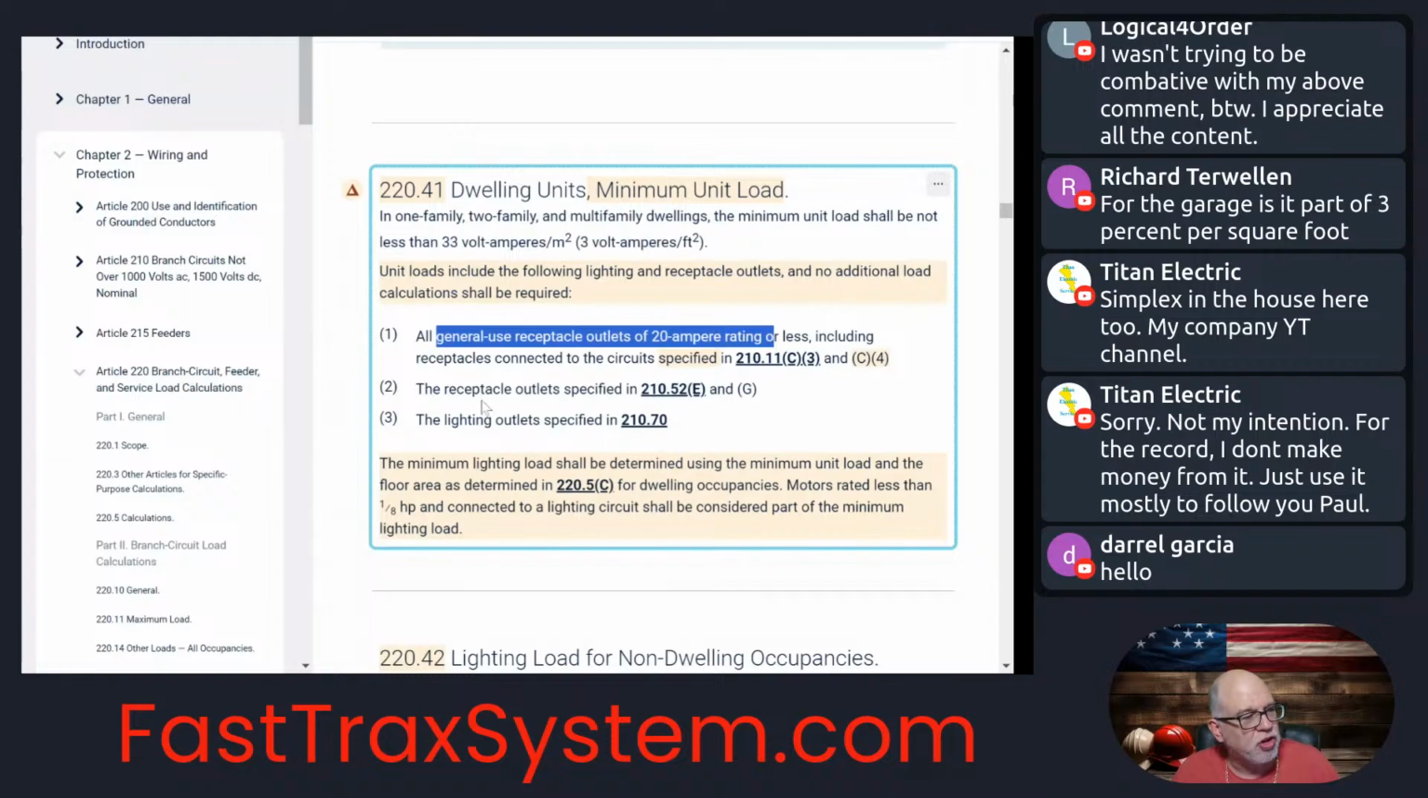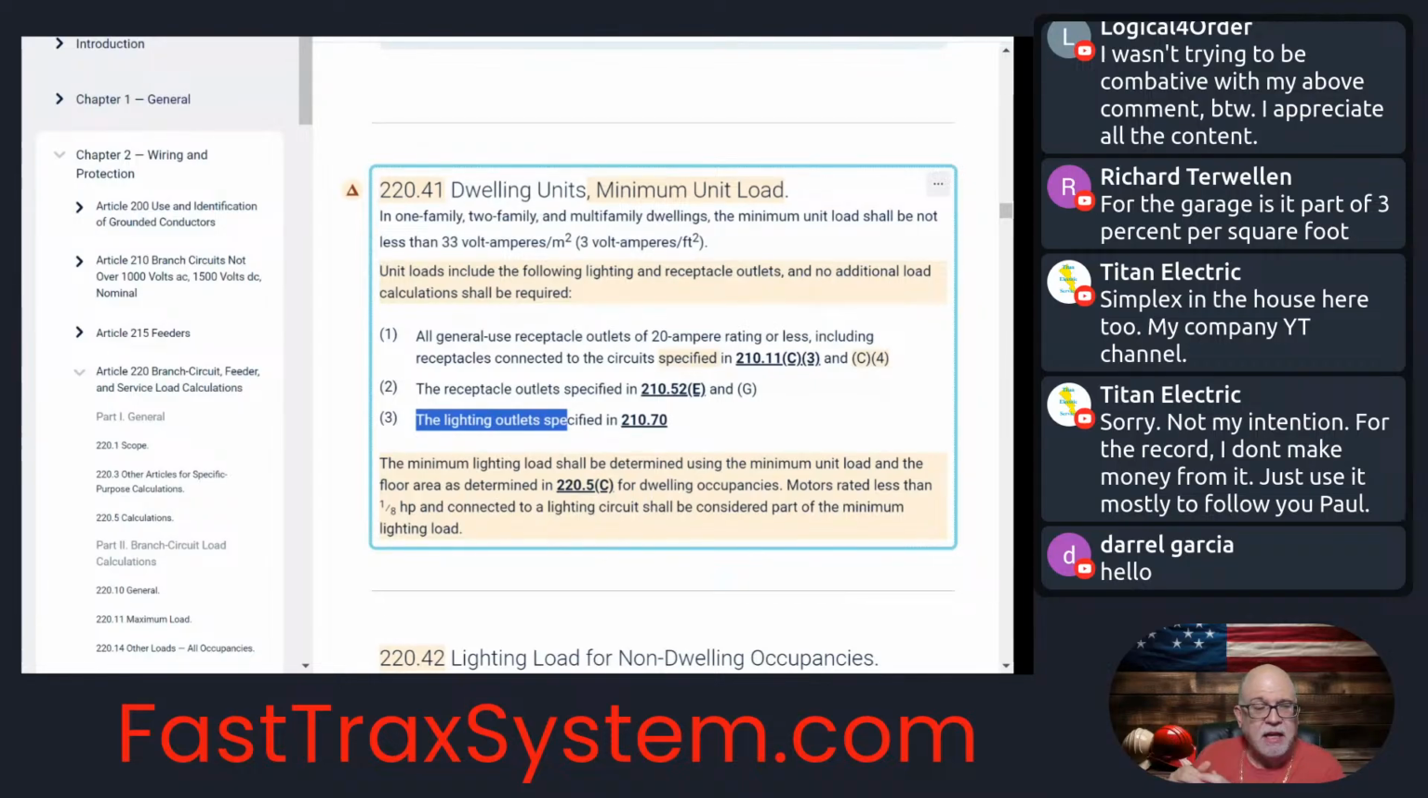It also lets you know that the receptacle outlets specified in 210.52E are also already figured into this. Outdoor receptacles at the front and the back of the dwelling. All those things are already figured into the 3VA per square foot. And then here, the lighting. All of your lighting that you're putting in, unless it's some kind of specialty lighting, is already figured in to the 3VA per square foot. All of those that are listed under 210.70, the illumination rules. All of that is already included, so you don't have to do anything extra.